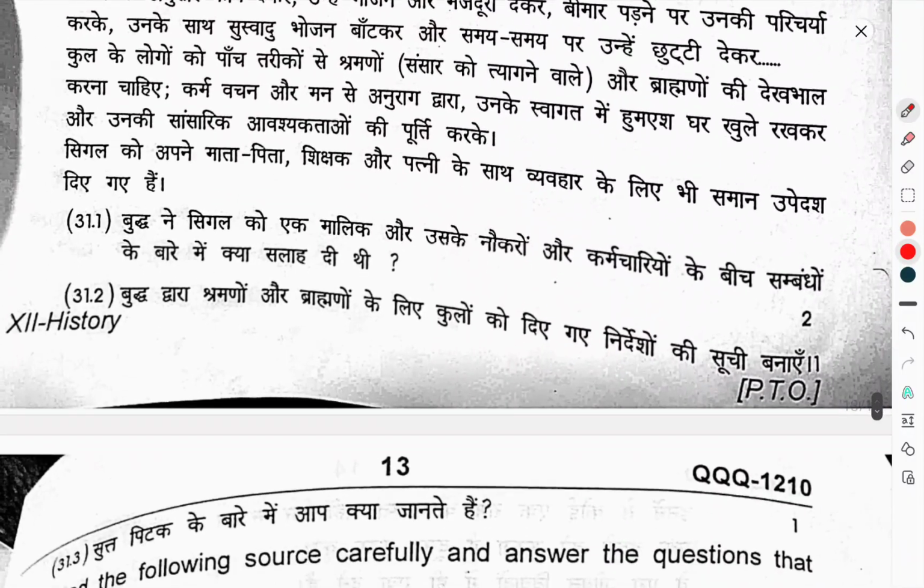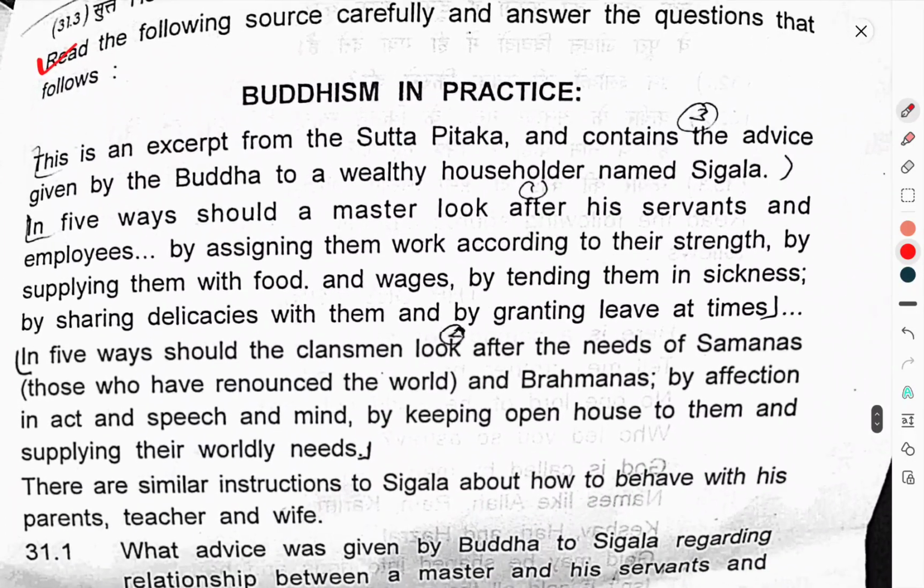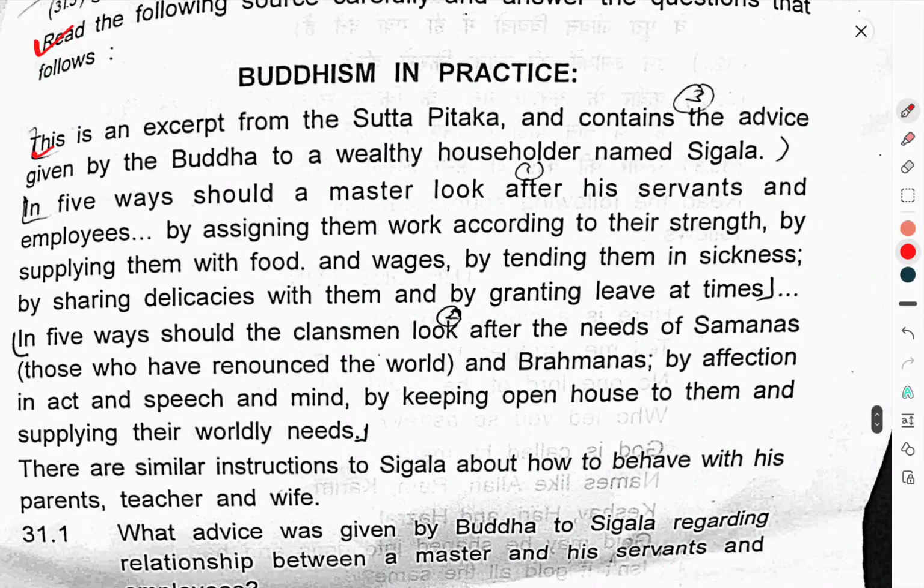Khand D, it means Section D. Read the following source carefully and answer the questions that follow. Buddhism in practice. This is an extract from the Sutta Pitaka and contains the advice given by the Buddha to a wealthy householder named Sigala. In 5 ways should the master look after his servants and employees: by assigning them work according to their strength, by supplying them with food and wages, by tending them in sickness, by sharing delicacies with them, by granting leave at times.